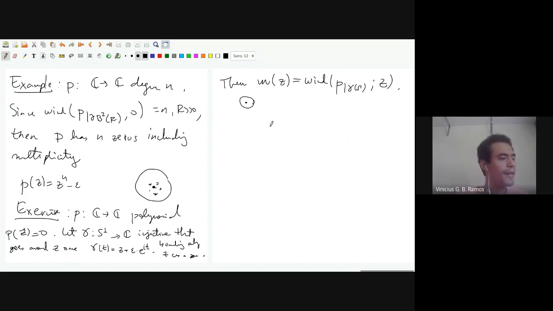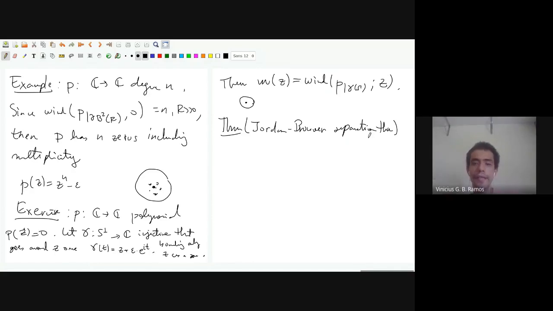Well, so now we can talk about the Jordan-Brouwer separation theorem, which is a nice application of winding numbers. You might have seen the Jordan curve theorem, and this is the generalization of this theorem to higher dimensions. But in particular, one of the cases is the case for curves.